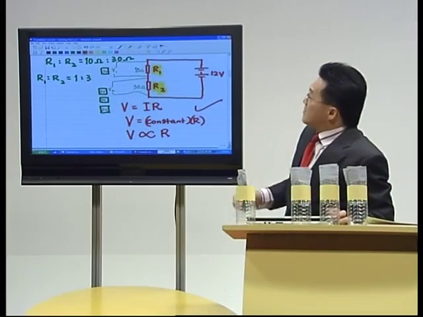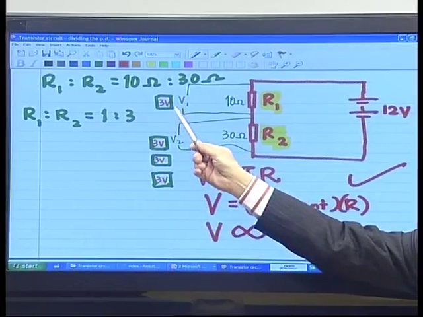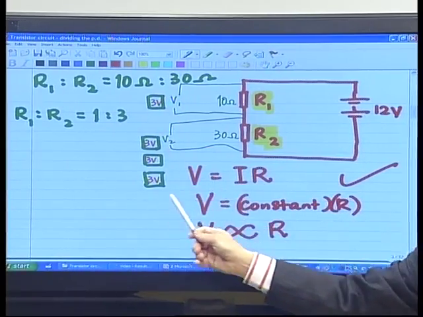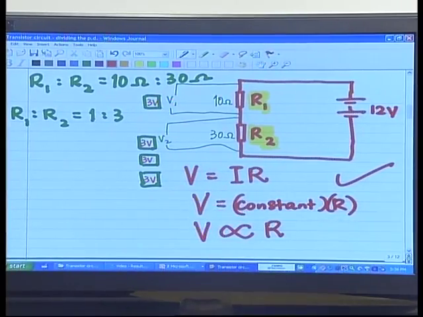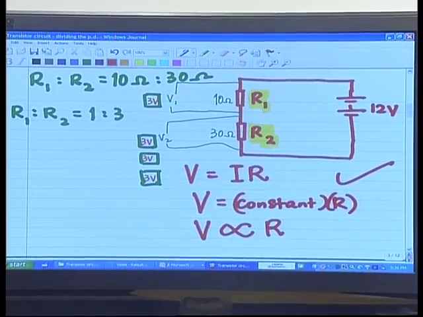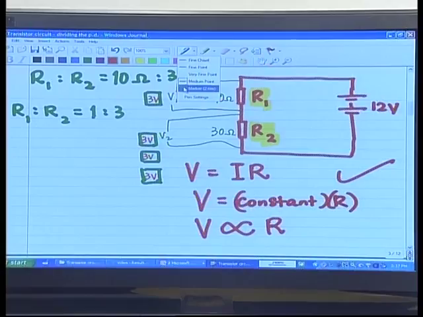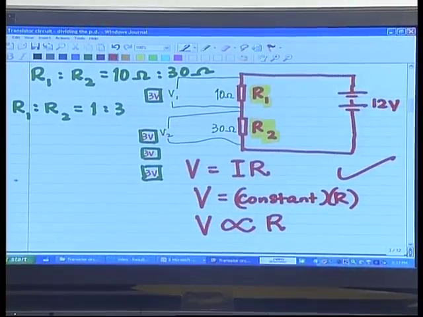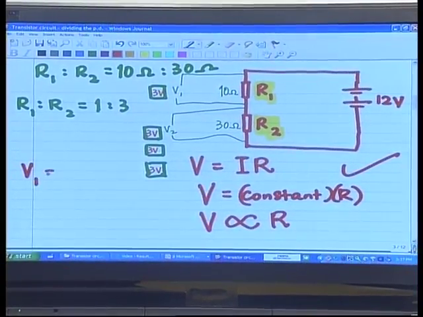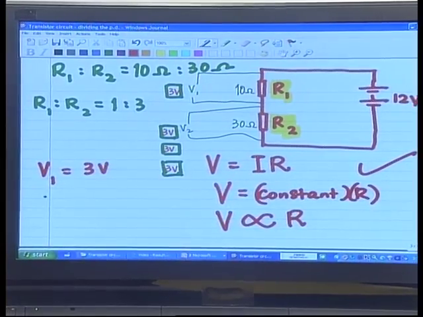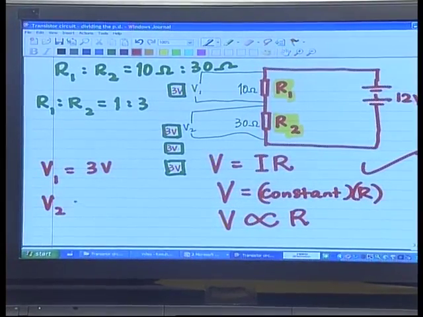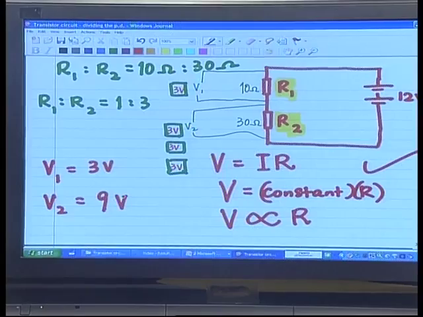So what do I have here? I've got 3 volts here. And V2, what is the value? I have got 9 volts. Alright. So, in other words now, what I'm doing is that I have got my final answer. V1 is 3 volts and V2 is 9 volts.